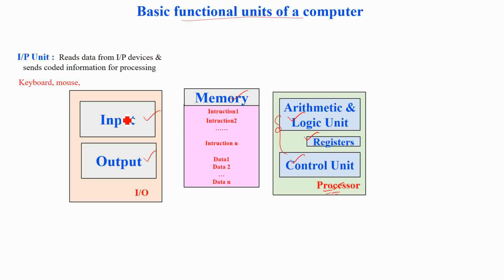Coming to the input unit, it is used to read data from the input device. The examples for input devices are keyboard and mouse. This input unit reads data from input devices and transforms the received data into encoded form. Then that will be stored. It stores the encoded content in binary language inside the memory, which will be further processed by the processor.